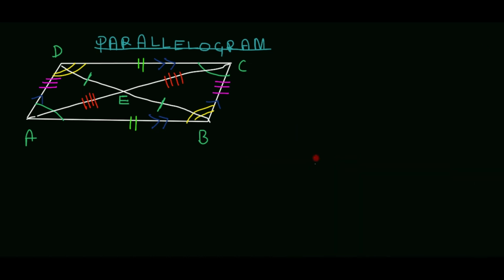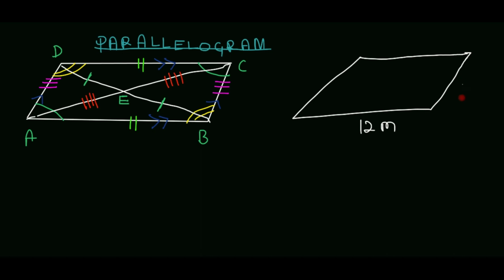What about the area and the perimeter? Let's say we have this figure, and this one is 12 meters, and this one is 10 meters. In addition, let's say we have a height of 8 meters. Remember this height is the distance from top to bottom. And now the question is to find the area and the perimeter. I've got to find out the area of this one.